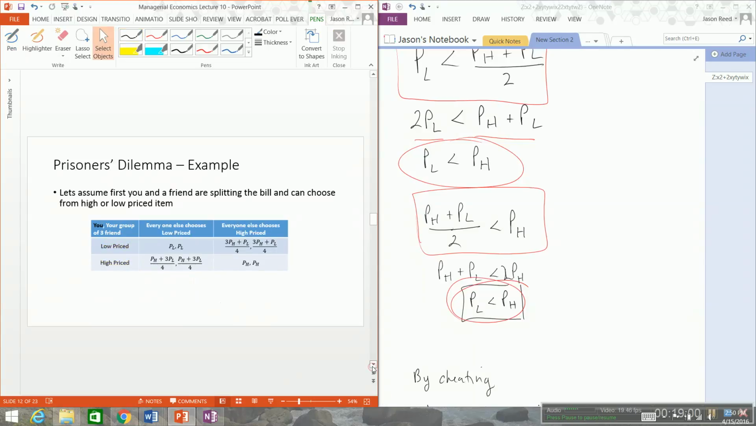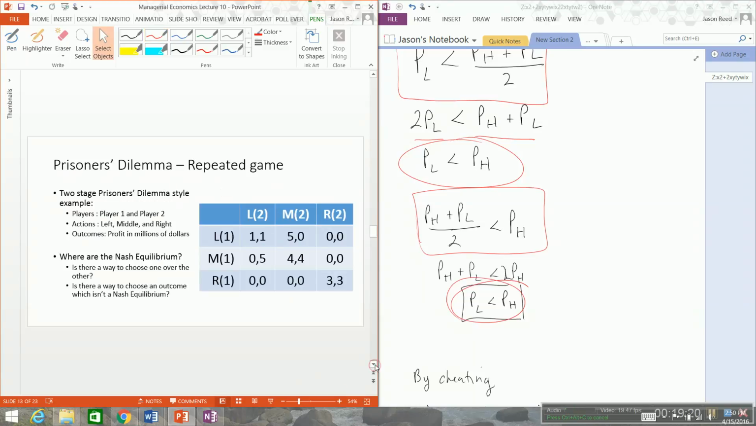So does this change, though, as we have more and more people? And I urge you to go through this same analysis. What is my belief? What is my action when I consider what my competition is going to do? And we actually get the same exact result here, that we'll always choose the low-priced items.